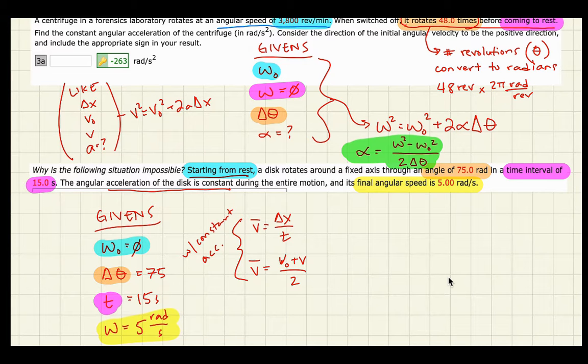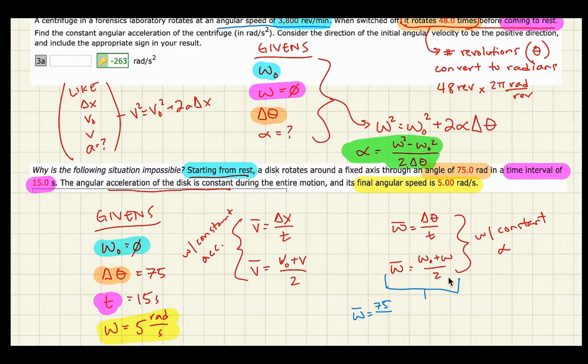In the angular world, the same things would be true. Average omega would be delta theta over t, and average omega would be omega naught plus omega divided by 2. Again, this would be with constant alpha, with constant rotational acceleration. So that becomes really easy math, pretty basic stuff. I would say 75 divided by 15. So average omega is 75 over 15, which is 5 radians per second.